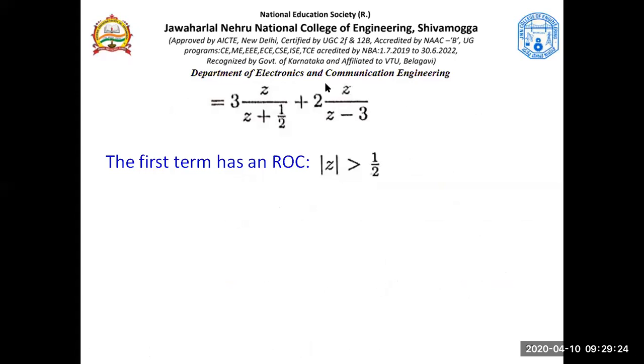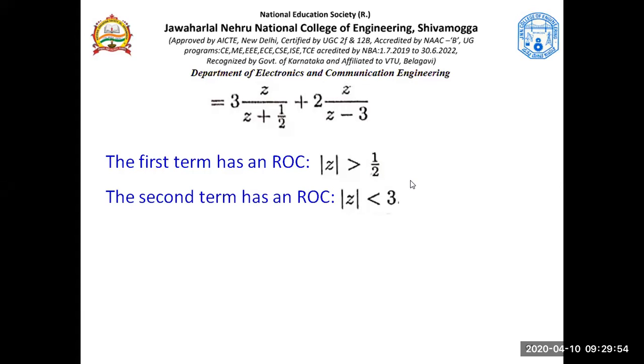Fine. So what would be the ROC for this? The ROC for this particular term would be Z less than 3. This is negative time exponential. This is positive. Outside the circle with half as the radius, inside the circle with 3 as the radius. So it's concentric. It's a ring, where the ROC is greater than half but less than 3. So you have a ring there in the Z transform.